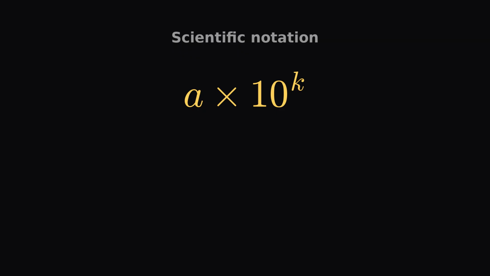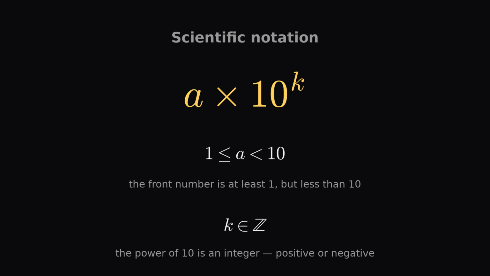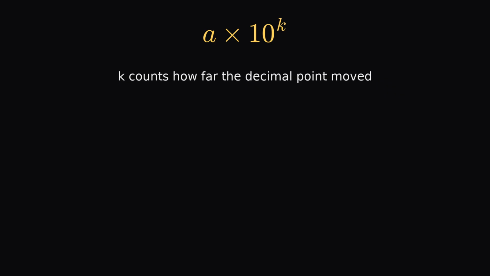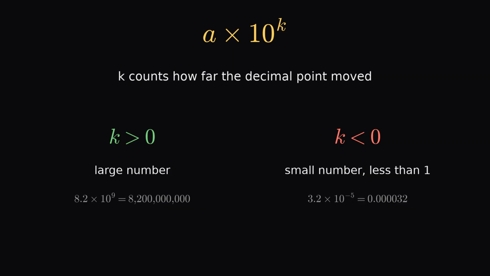Here's the definition. A times 10 to the k, where a is at least 1 but less than 10, and k is an integer, positive or negative. So the front number always sits between 1 and 10. And the power of 10 tells you how far the decimal point moved and which direction. A positive k means the number is large. A negative k means it's small.